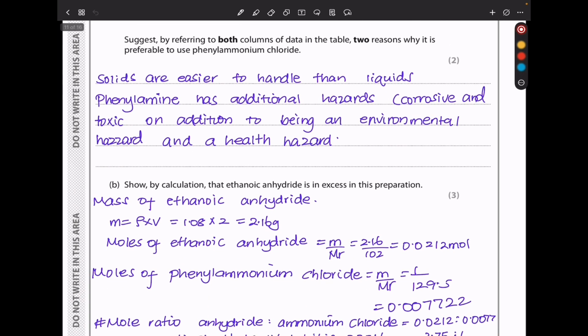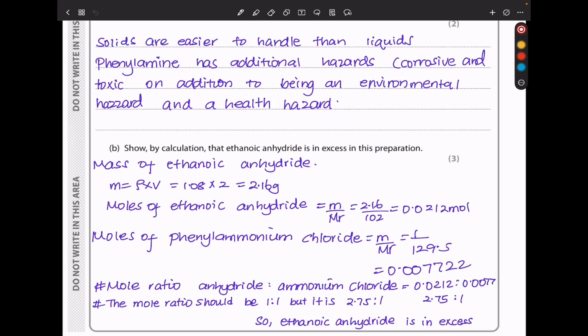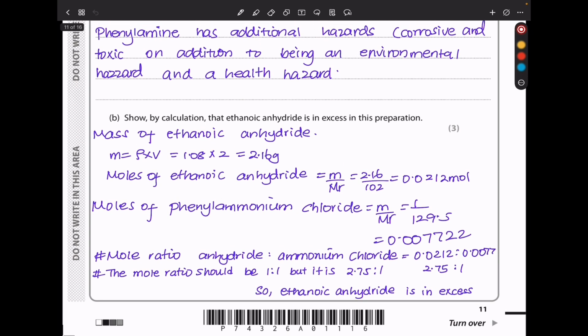So the mass of ethanoic anhydride, which is density times volume, which is 1.08 times 2, giving me that. The moles are mass divided by molar mass, which is this mass divided by the molar mass from the table, giving us that. The moles of phenyl ammonium chloride are mass divided by the molar mass, which is 1 gram divided by the 129.5, giving me that mole.